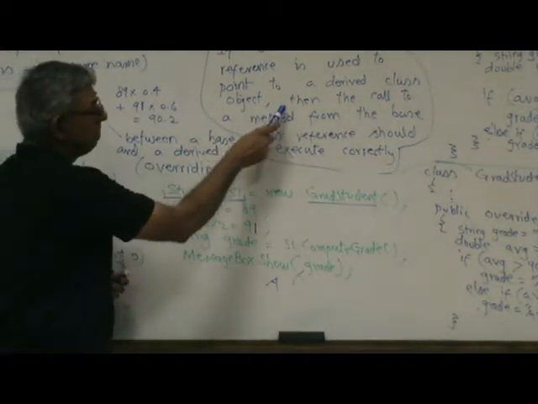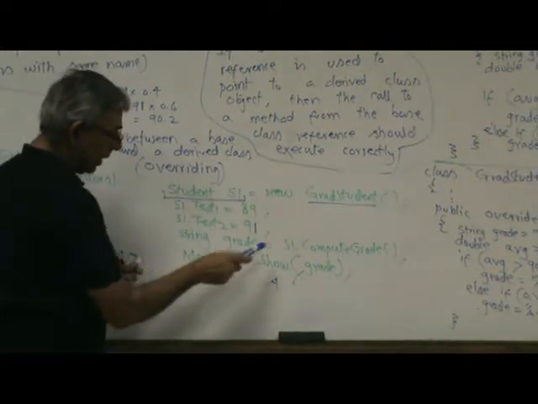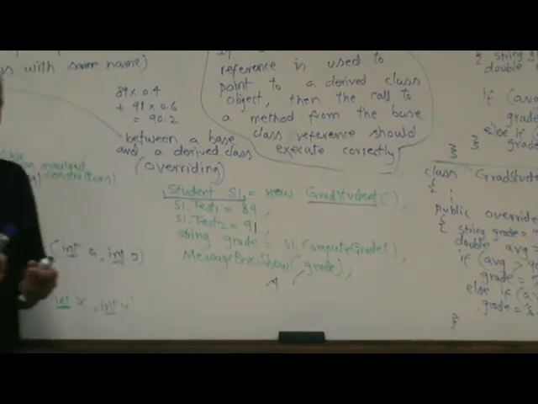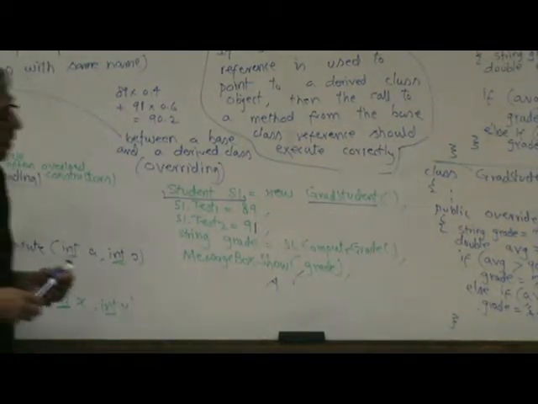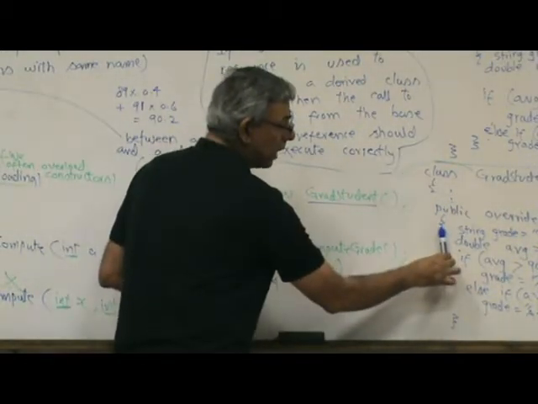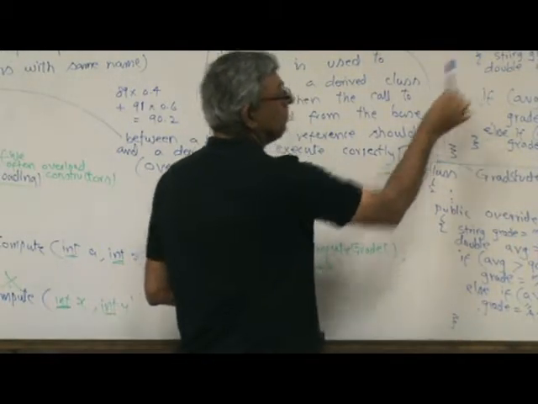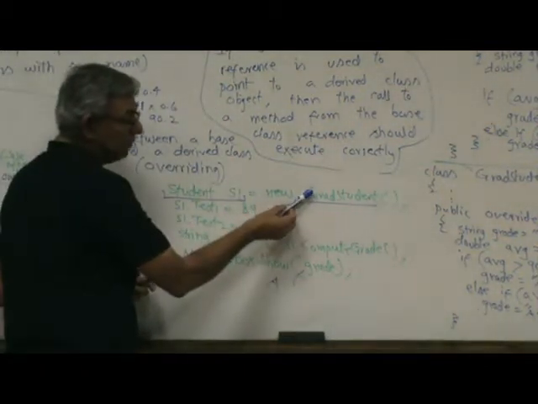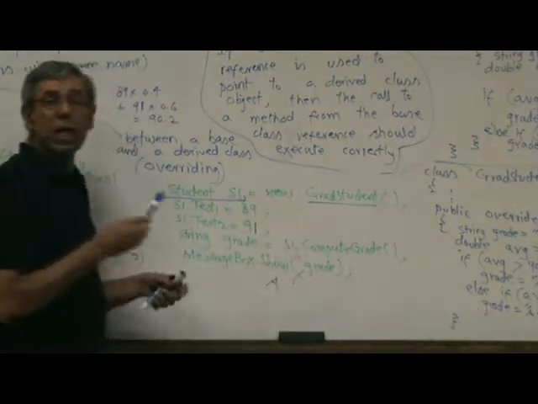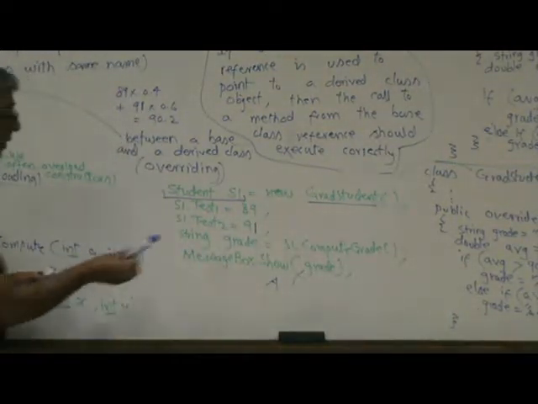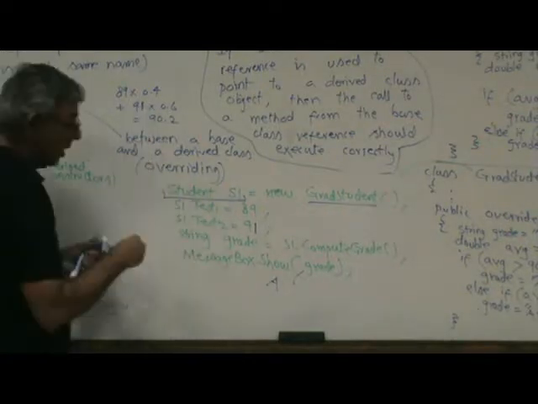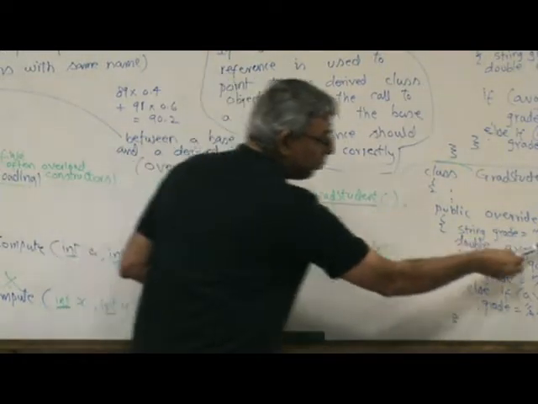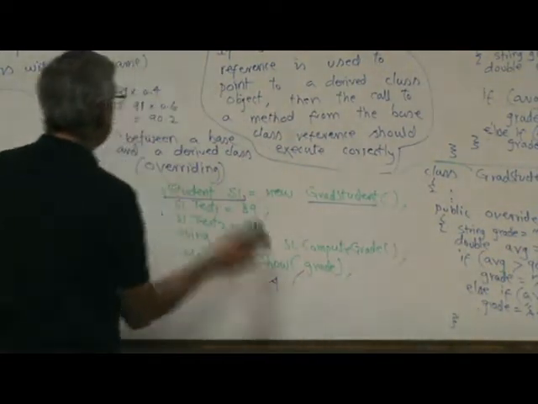Then through S1, we made the call, so take a look, S1.ComputeGrade. So through S1, we made the call to compute grade, right? So which one should it call? Should it call the compute grade for the grad student or compute grade for the student? Grad student. It should call the compute grade for grad student because that's the memory we allocated, right? So if this was the correct call, then it should be 0.5 times test 1 plus 0.5 times test 2.